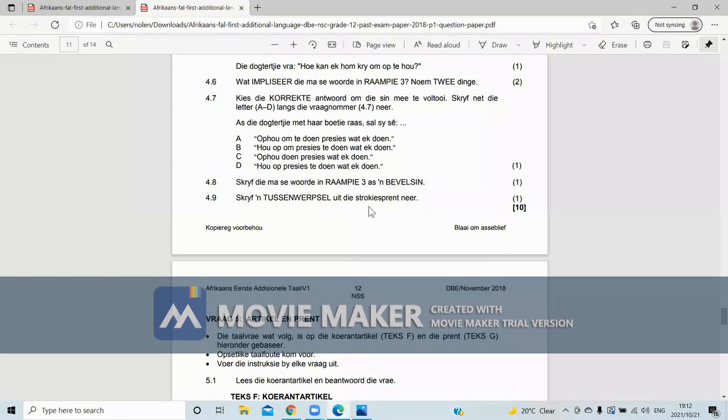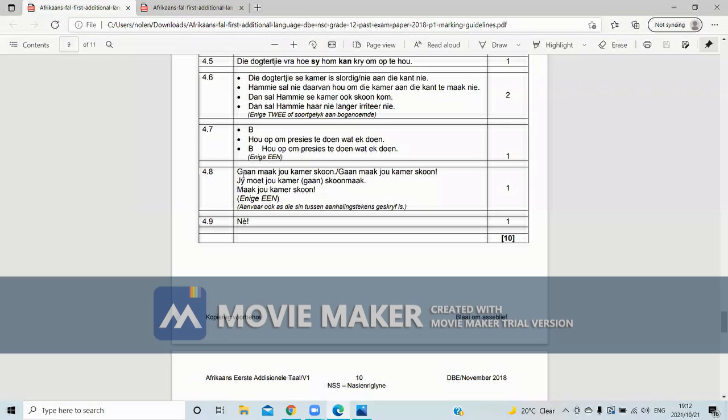Skryf 'n tussenwerpsel uit die strokies prent neer. So, you know those funny words like "ai" and "shoe", those weird ones that you can't really put into words, or in indirect speech you have to say what they mean in words. Those are tussenwerpsels.